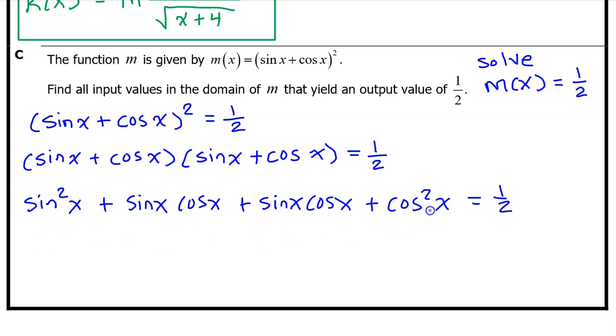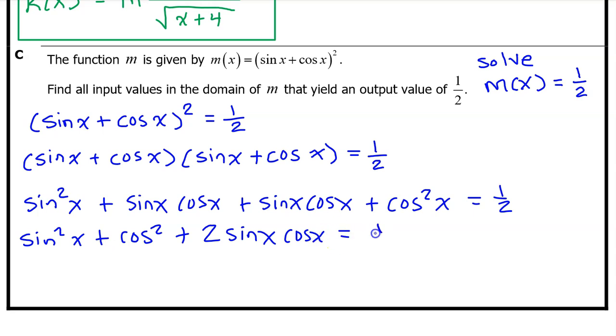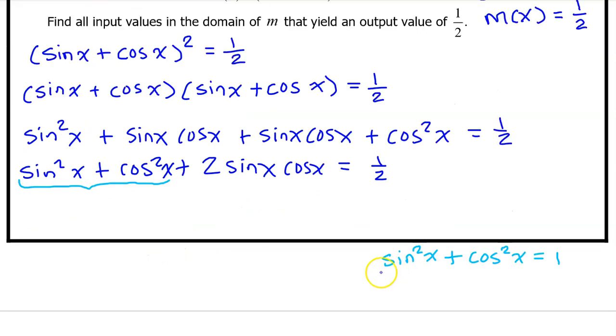I'm also going to rearrange this a little bit to put the sine squared and the cosine squared right next to each other. So we end up with sine squared x plus cosine squared x plus 2 sine x cosine x is equal to 1/2. Whoops, I left off an x. Here's an identity that came up earlier in the video. I need you to memorize that sine squared x plus cosine squared x is equal to 1. So we can replace this part of the equation with 1.